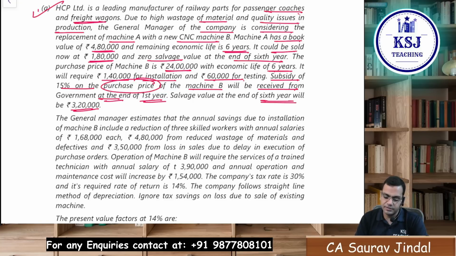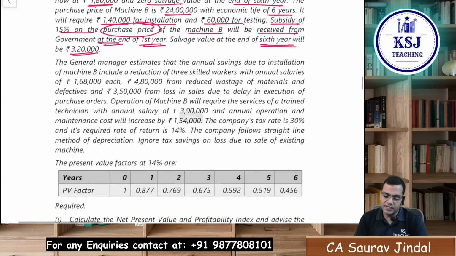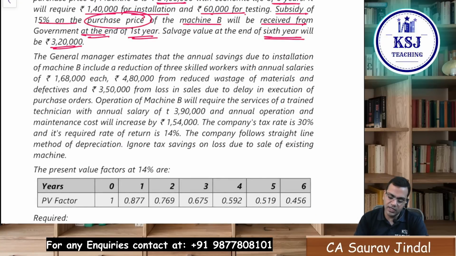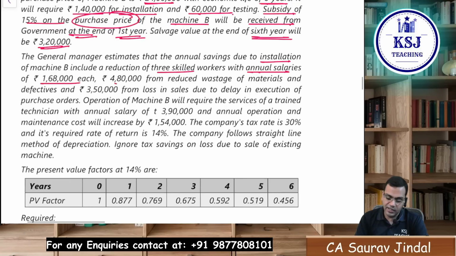The general manager estimates that the annual savings due to the installation of machine B include a reduction of 3 skilled workers with annual salaries of 1,68,000 each, 4,80,000 from the reduced wastage of materials and defectives, and 3,50,000 from the loss in sales due to delay in the execution of purchase orders. So this all will be what? The savings. This will be taken in the statement of CFAT.